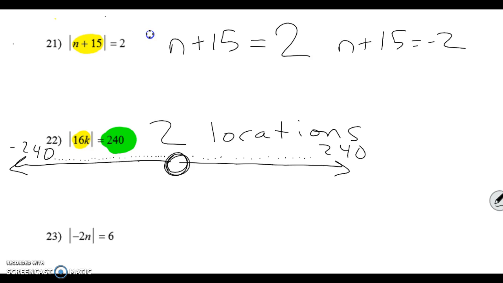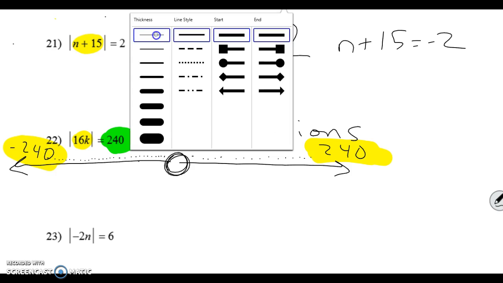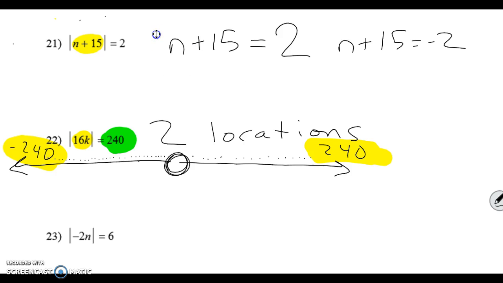So this means that the yellow location, 16K, can be either negative 240 or positive 240. I'll give you a second to highlight those. Negative 240 or positive 240. So that's what our 2 equations are, to get the solutions. 16K is the first one, and we're going to start with this one over here, because we read left to right, negative 240.